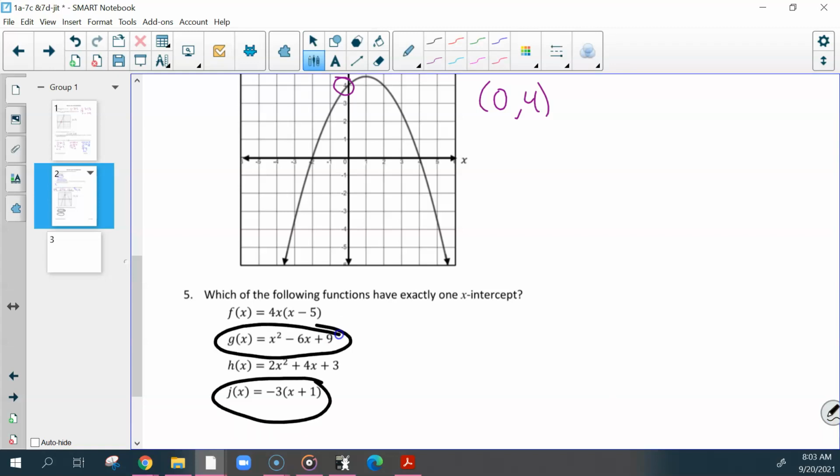All linear functions only go through the x or y-axis once. But things that have two x's, those are iffy. You have to look at them to see it. Do we have any questions on any of those?